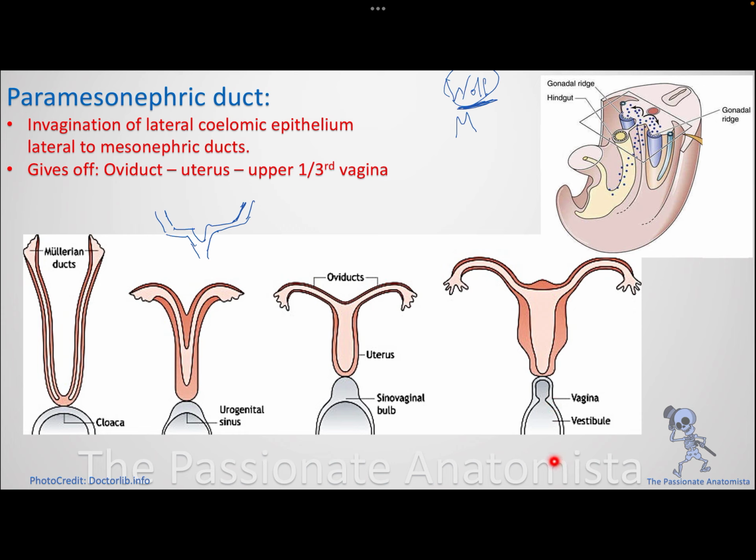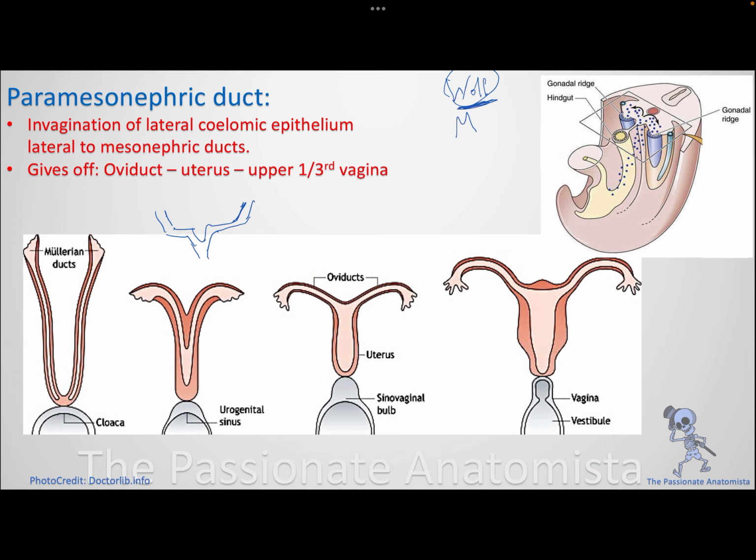Now, what about the lower 2/3? We're going to talk about that as we introduce a new player here, which is the cloaca, guys. The cloaca, we're going to talk about the cloaca. So do you understand now the paramesonephric duct? What does it give you in female?